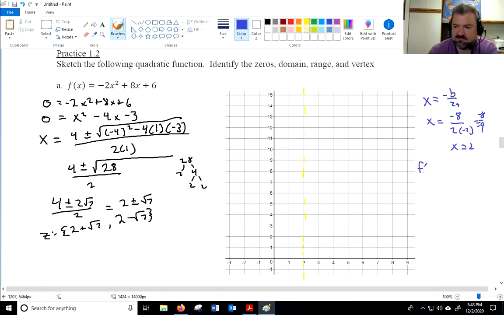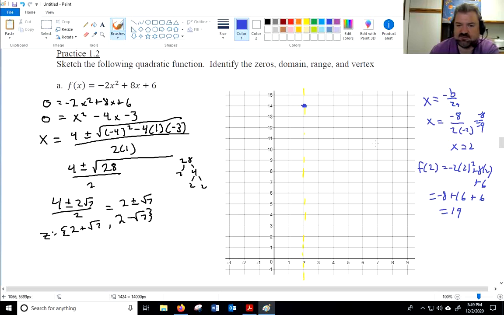What is the y-coordinate? Well, we have to plug it in. F of 2 is negative 2 times 2 squared plus 8 times 2, plus 6. So 2 squared is 4, times negative 2 is negative 8, plus 16, and then plus 6. So that's 8 plus 6, which is 14. Oh, I see why I made the graph so tall. All right, so we got 14.